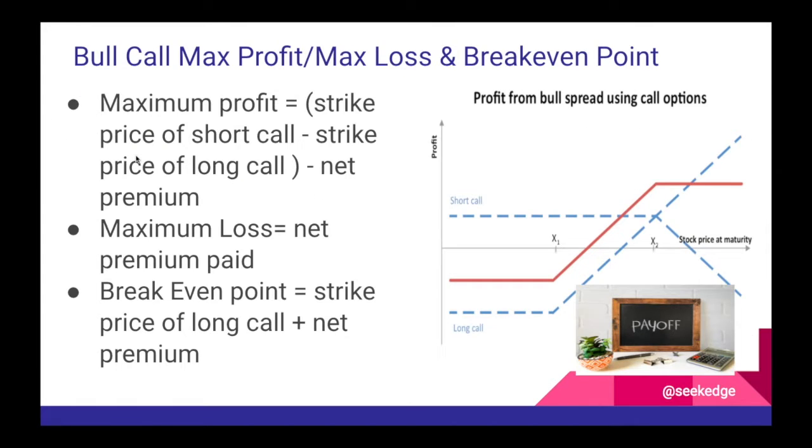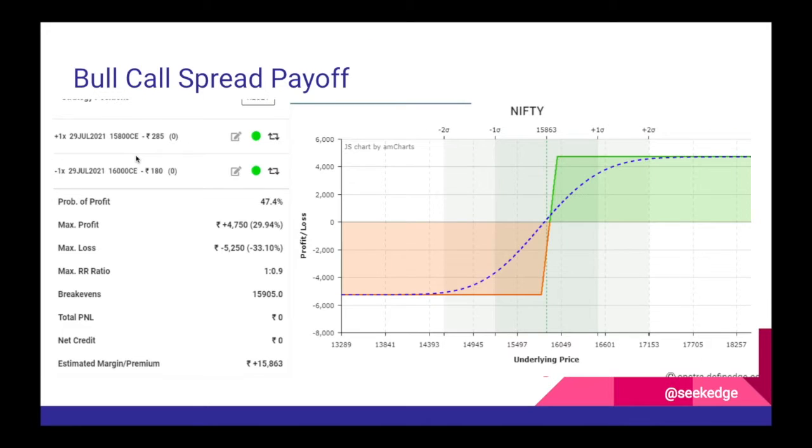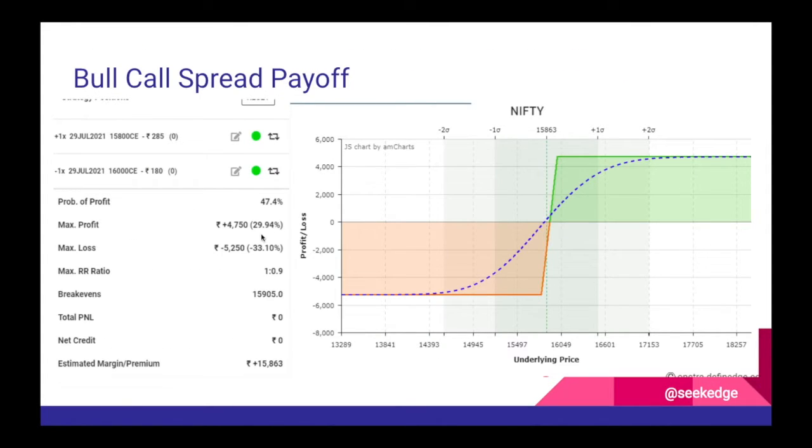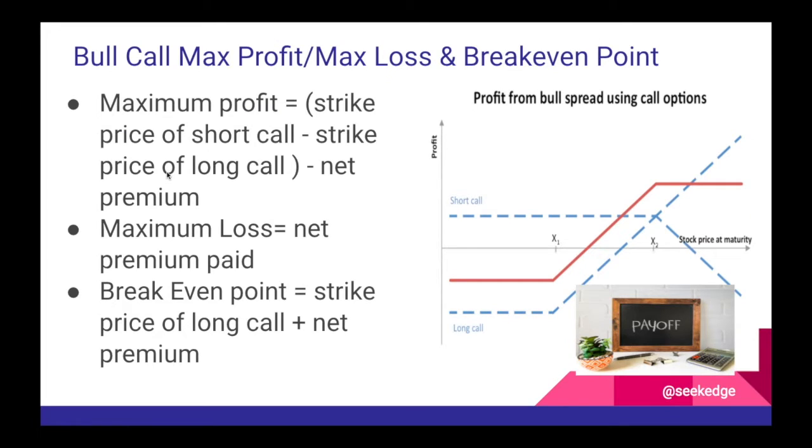So 200 minus the net premium, multiplied by the number of lots, defines the maximum profit, which is 4,700. Maximum loss, how do you calculate it? It is the net premium paid. Net premium paid is 285 minus 180. That would be the maximum loss.